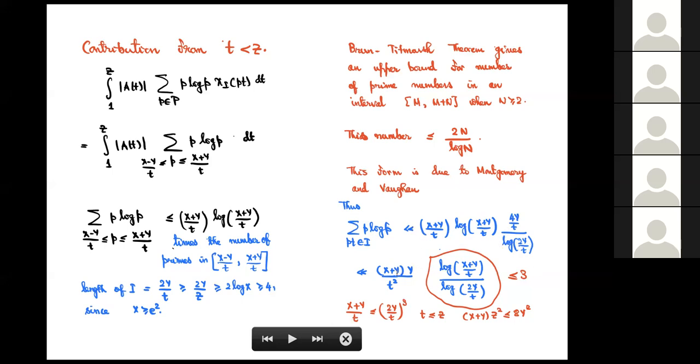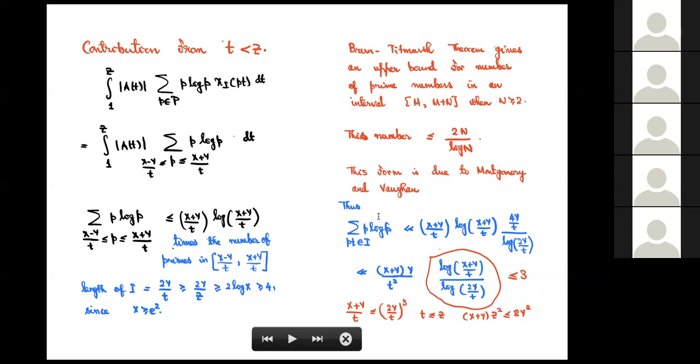Now, rewriting that, you see that it is x plus y over x plus y times y by t square, log of x plus y by t divided by log 2y by t. Now, the way we have chosen these parameters, t is less than z in any case, and z is chosen as x over log x square. So you can see that this whole fraction here, just by the choices we made, is less than or equal to 3. So, let's say x plus y is less than 2x, y is x over log x. So the whole thing at any rate is less than xy by t square.